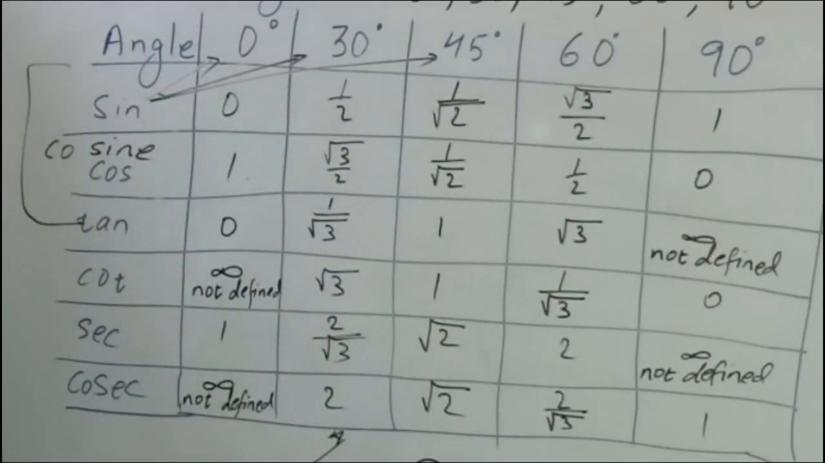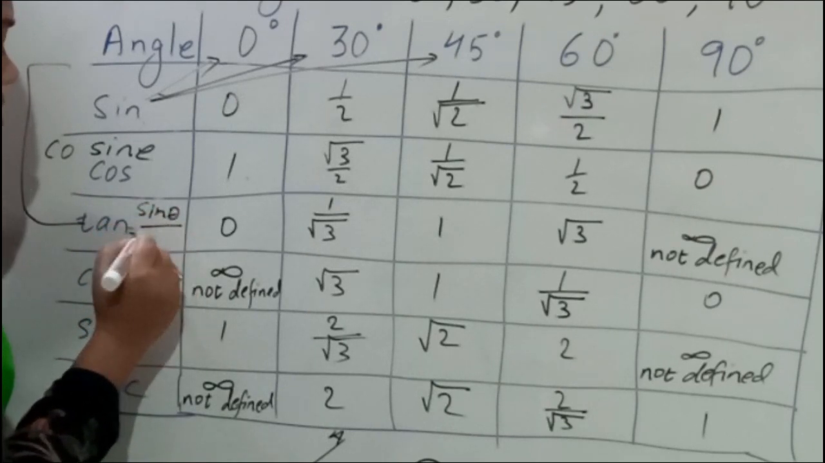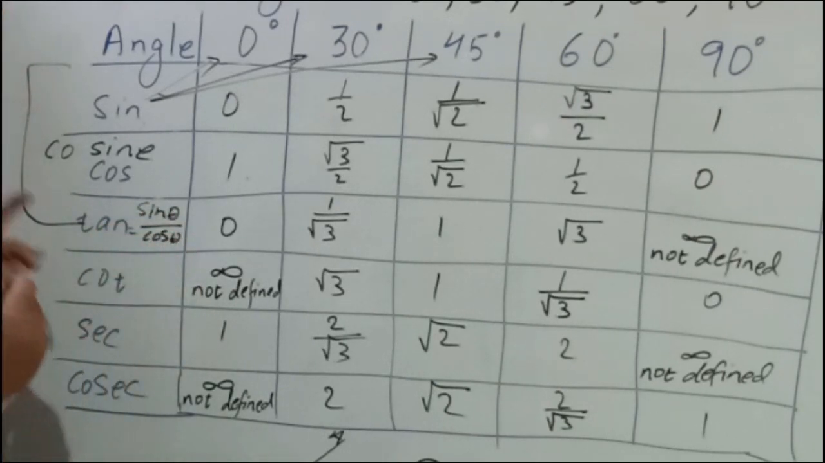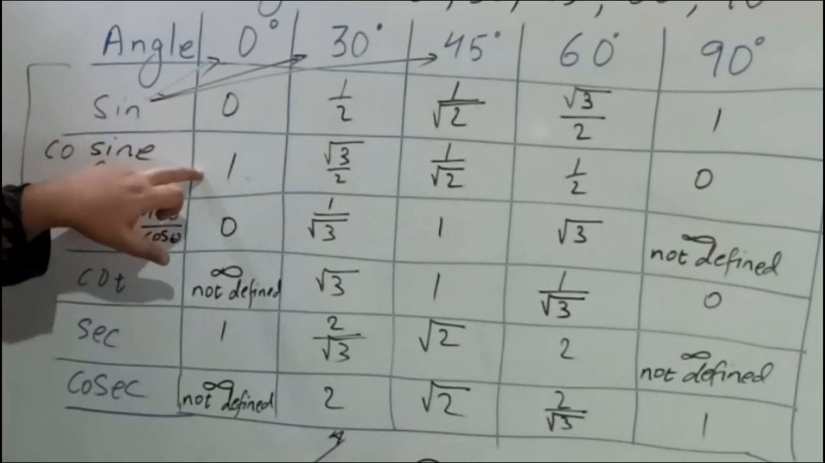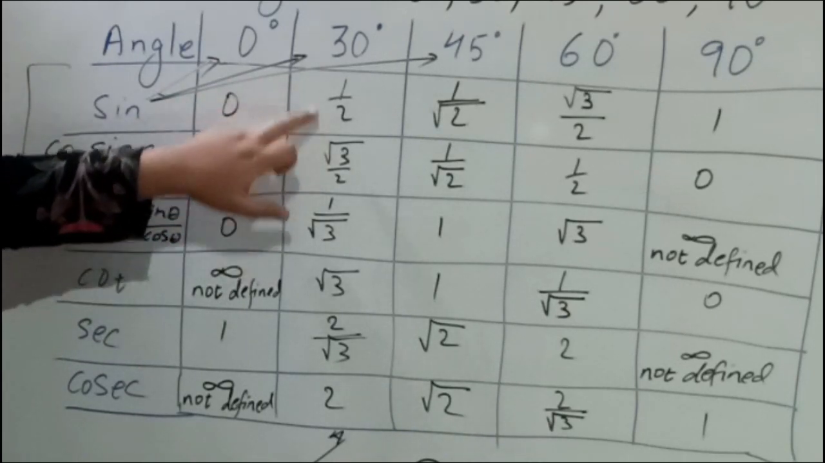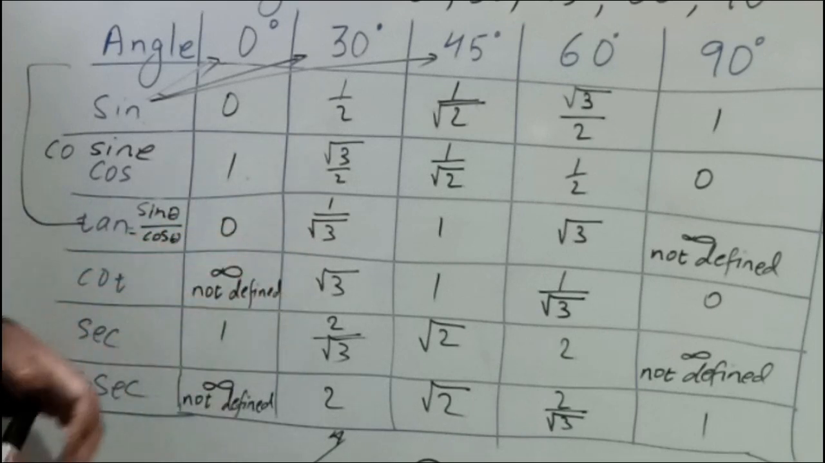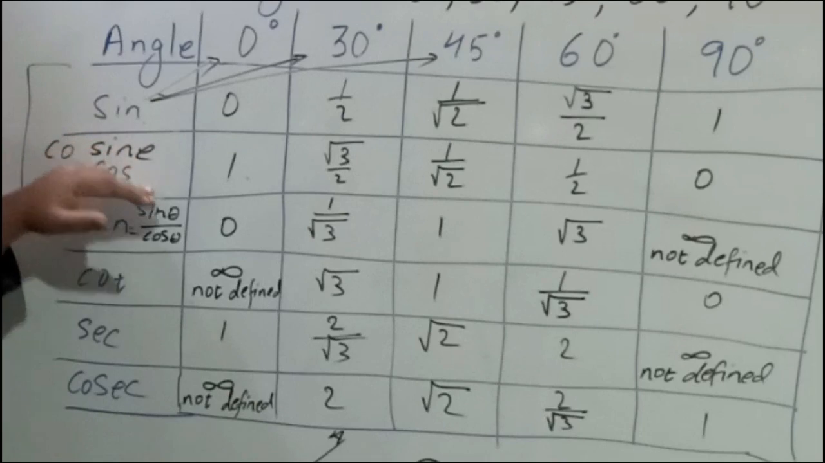Don't worry, you will discuss this two or three times, then you can easily understand. Clear? Next is tan theta. You know already, we did this. Sin theta by cos theta is equal to tan theta. So sin by cos means you divide this value by this value. 0 by 1 is 0. 1 by 2 divided by root 3 by 2, the 2s cancel, 1 by root 3 comes.